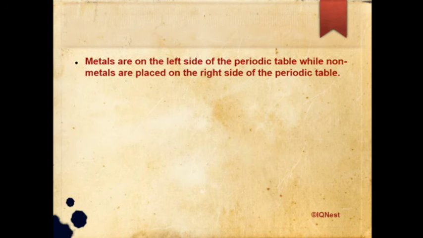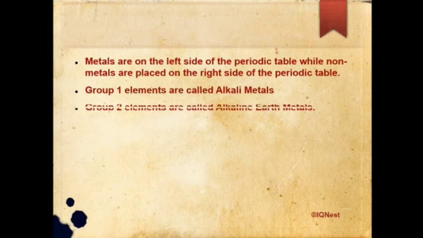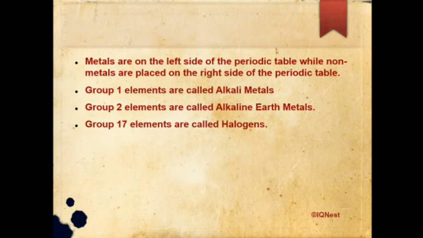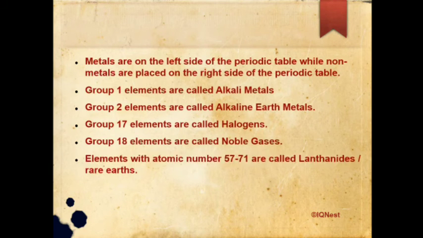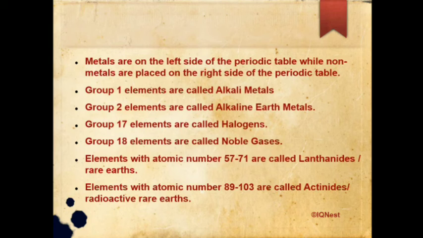Now the metals are on the left side of the periodic table while non-metals are placed on the right side of the periodic table. The group 1 elements are called alkali metals. Group 2 elements are called alkaline earth metals. Group 17 elements are called halogens. Group 18 elements are called noble gases. Elements with atomic number 57 to 71 are called lanthanides or rare earth elements. And the elements with atomic number 89 to 103 are called actinides or radioactive rare earth elements.